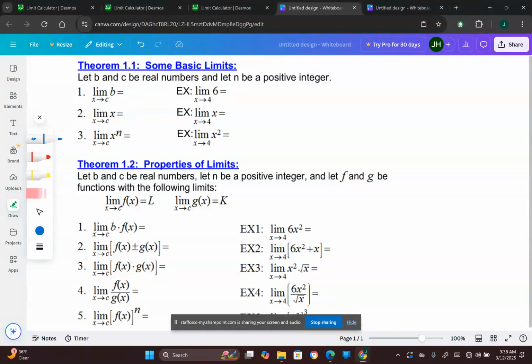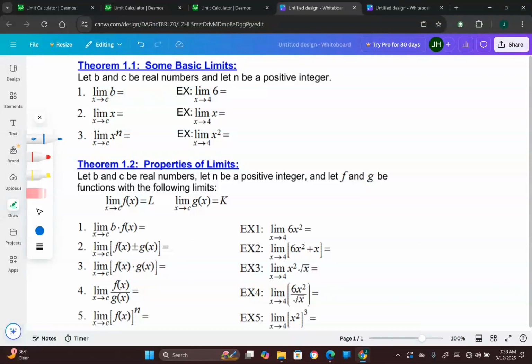We are here again today to talk about limits, and we're going to just do some basic properties for limits. Let's talk about this first theorem that I've got on the page here. Theorem 1.1, some basic properties for limits. Now, we're going to let b and c be real numbers, but we're going to let n be a positive integer, okay? What is the limit as x approaches c of b? In other words, what's the limit of a constant?